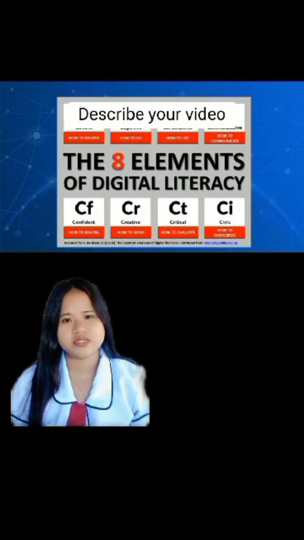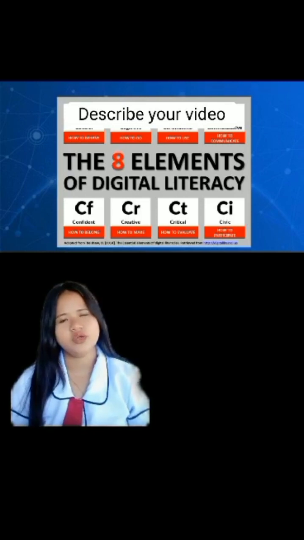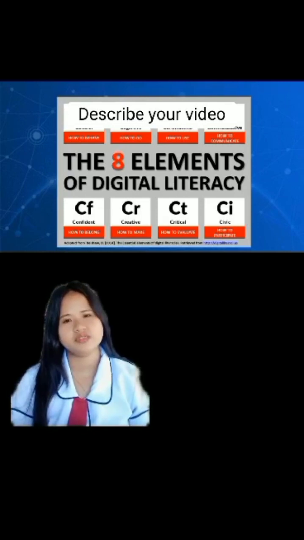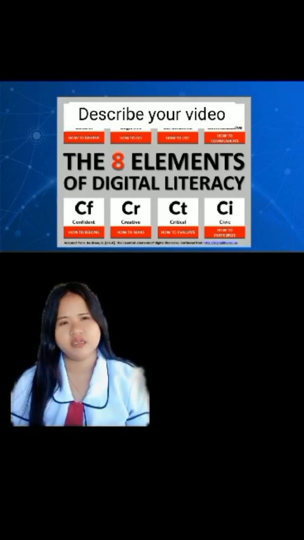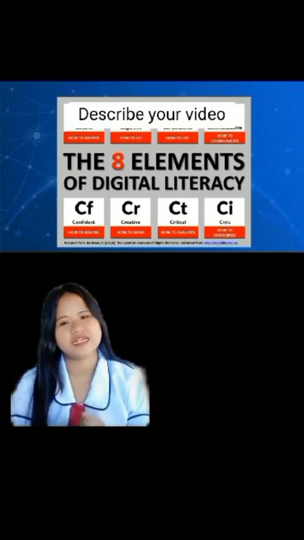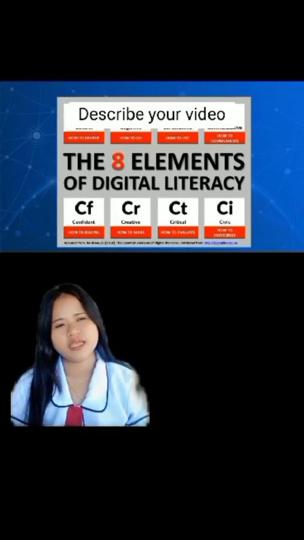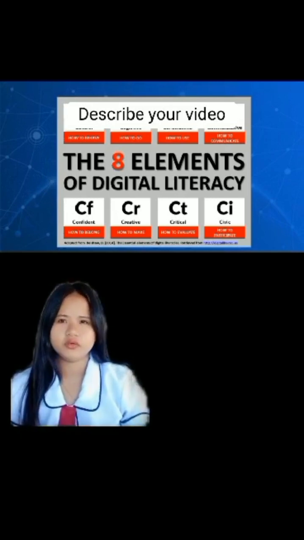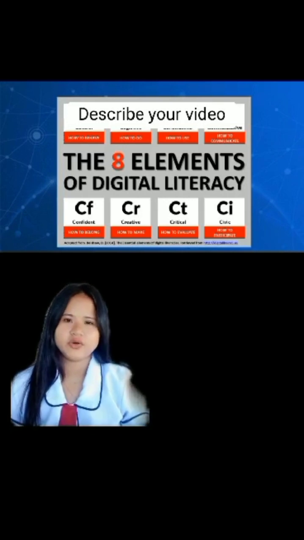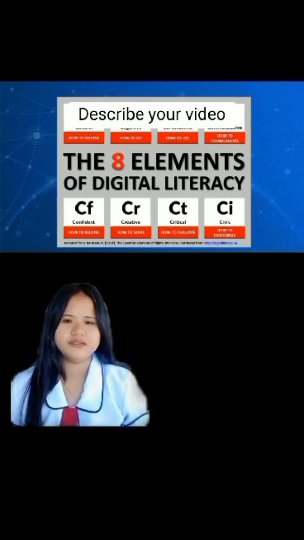Next is critical, so how to evaluate. So it's very important for us to know how to evaluate the information that we hear or even read in the online world, especially on Facebook, because we all know that there's a lot of fake news, there's a lot of rumors spreading online that are not really good. They also affect our minds, our emotions, or the physical aspects of our lives.